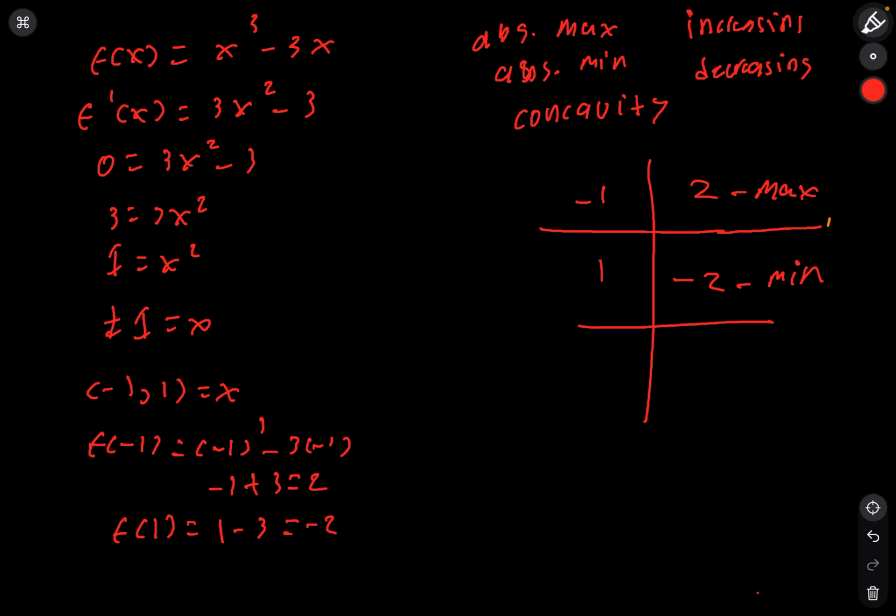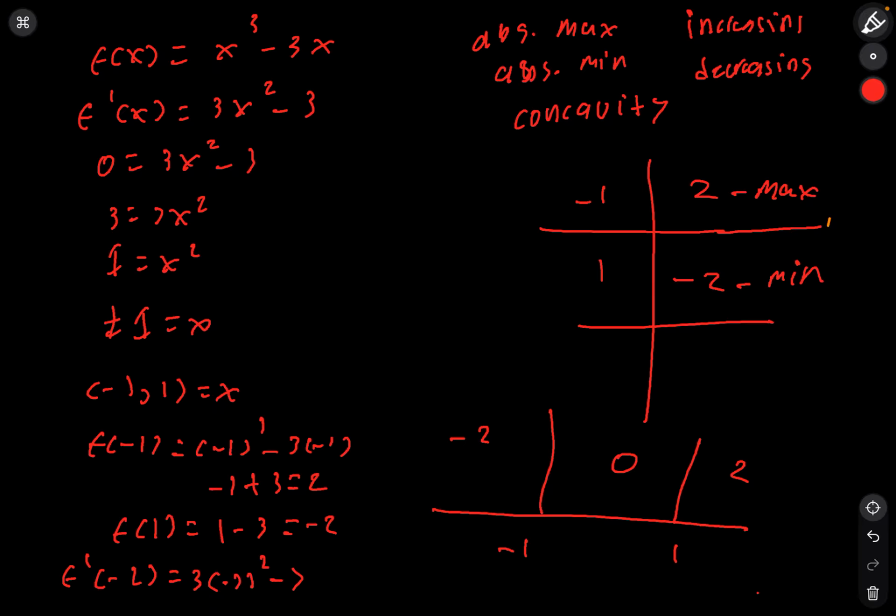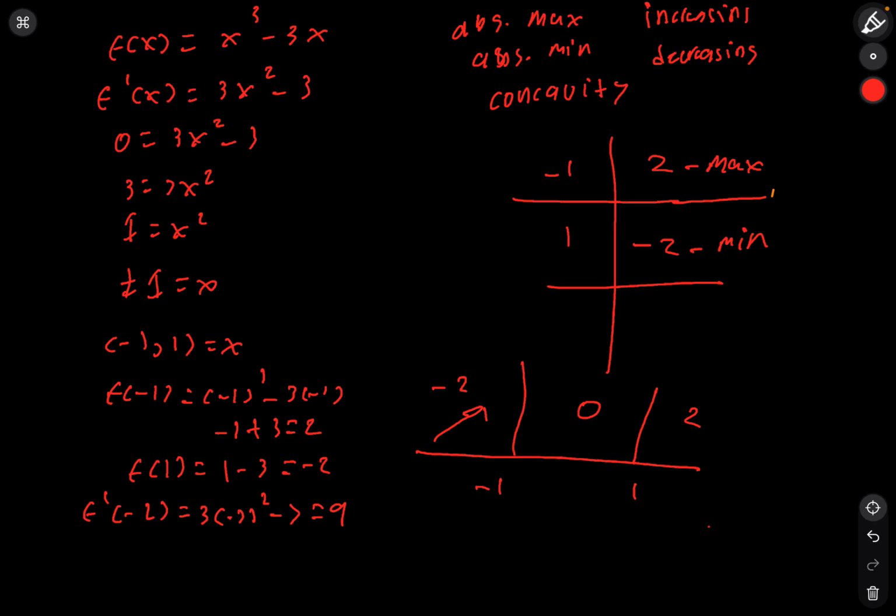But now, with the sign chart, let's see if that's actually factual. We have -1 and 1. Plug in some values to see. f'(-2) is equal to 3 times (-2) squared minus 3. (-2) squared is just 4, times 3 is 12, minus 3 is 9. Since this whole thing is 9, it's increasing. f'(0), I'm sorry, is just equal to -3. So therefore, from -1 to 1 is decreasing.